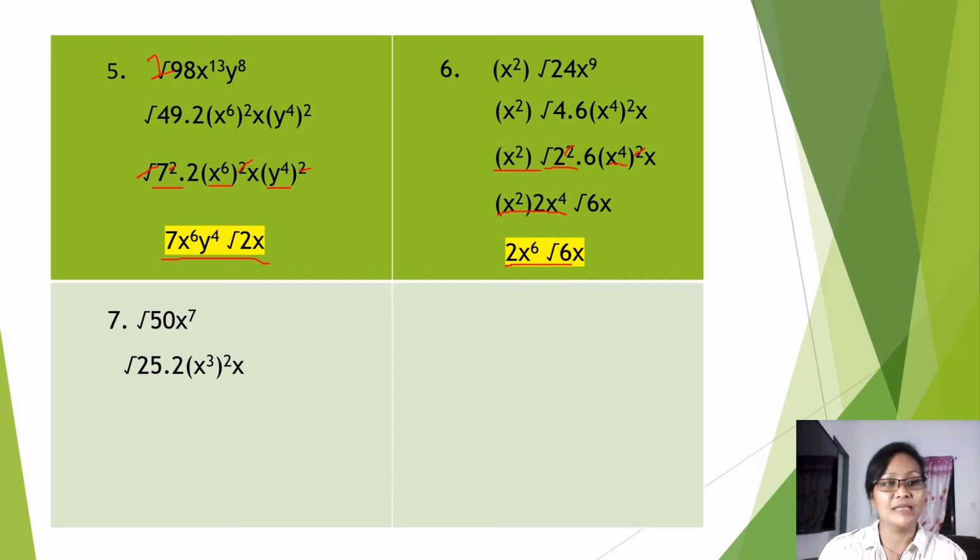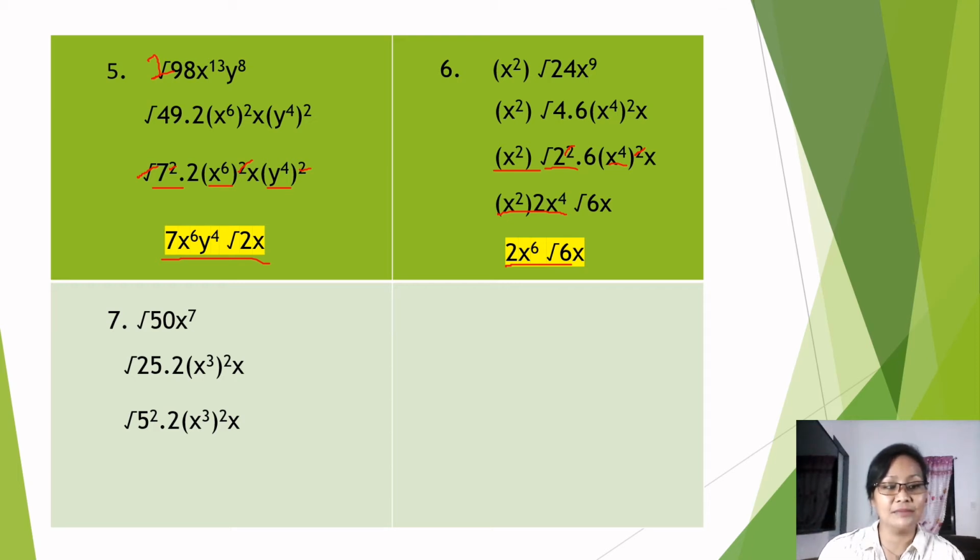Number 7, square root of 50x to the 7th power. Then factor the radicand. So we have 25 times 2, x cubed squared, and x. Next, write 25 in exponential form. So we have square root of 5 squared times 2, x cubed squared, and x.